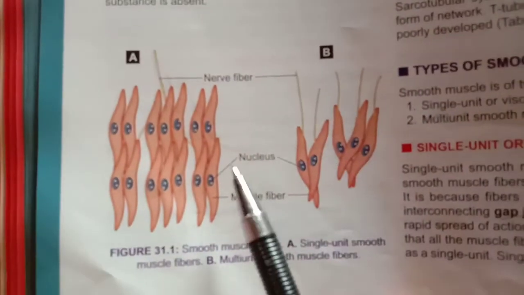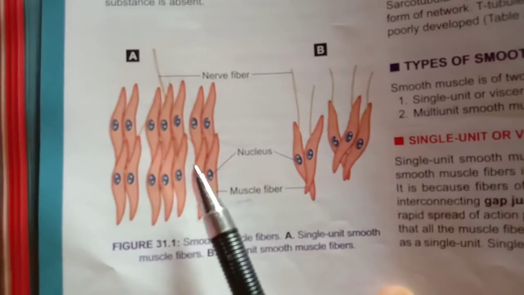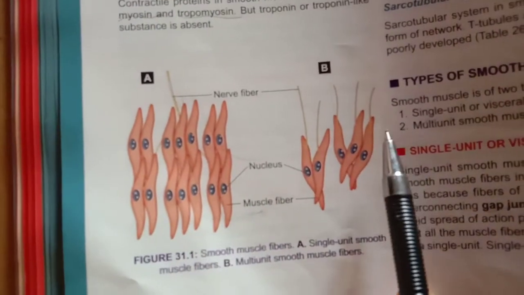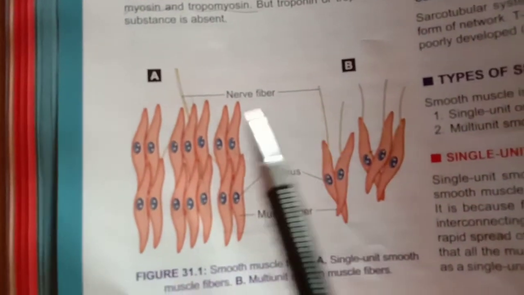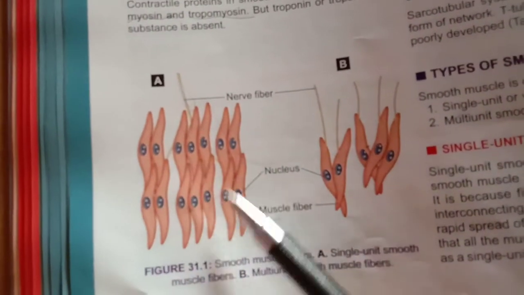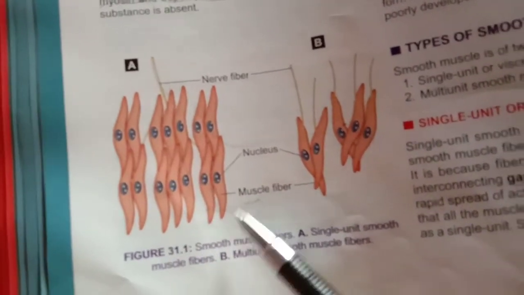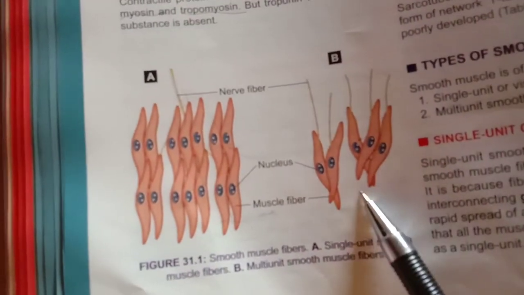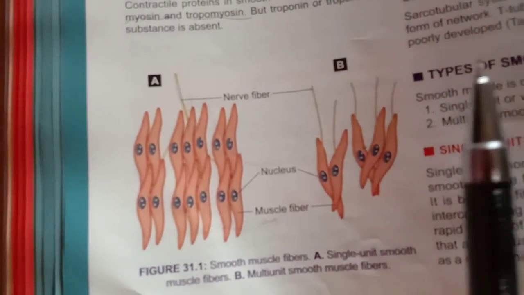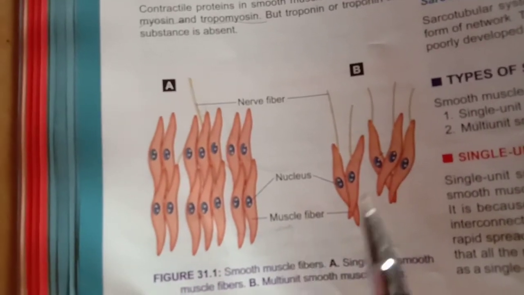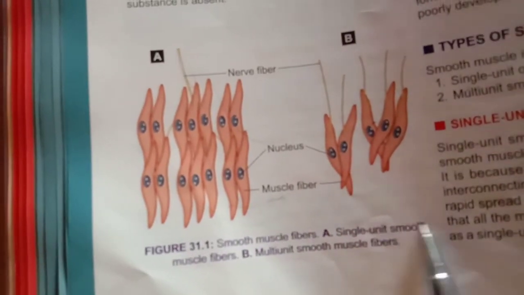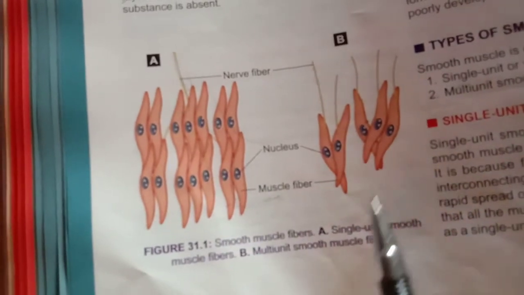This is the smooth muscle, this is single unit smooth muscle, and this is multi unit smooth muscle. As we know, single unit is present in sheets. See, these are the sheets. This is discrete muscle fiber, which means they are not in sheets. They will be on their own, not in a group.